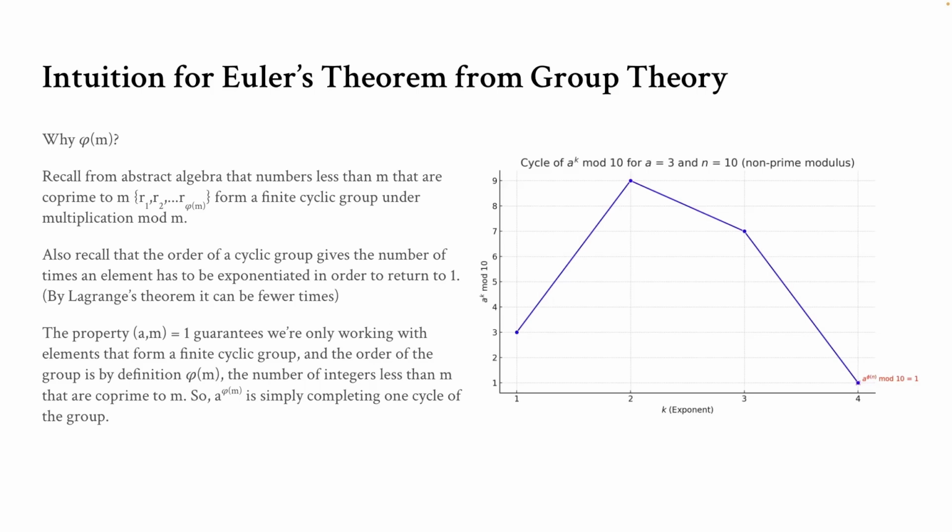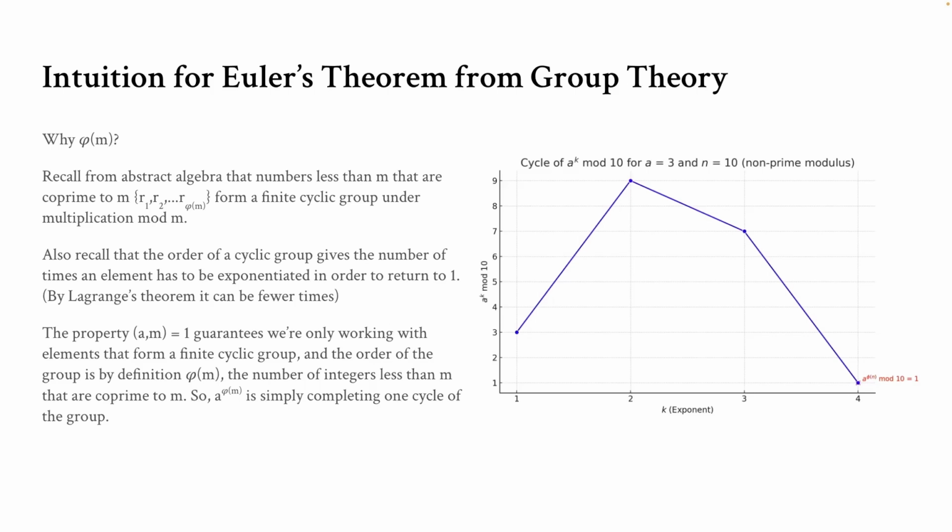So we can recall from abstract algebra that the numbers less than m and coprime to m form a finite cyclic group under multiplication mod m. And then we'll also recall that the order of an element gives the number of times it has to be exponentiated to return to the identity element, which is 1 in this case.